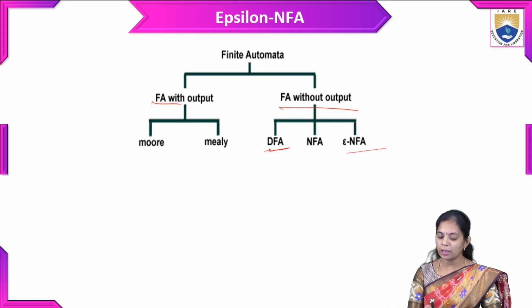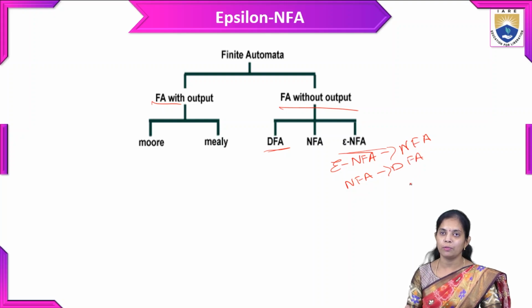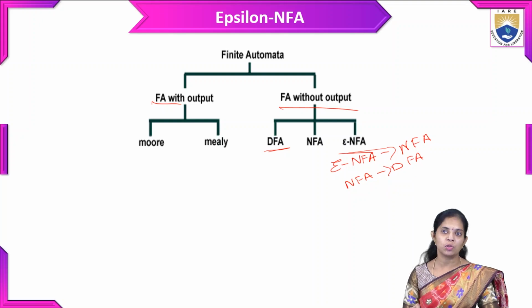Here we can convert from one form to another form. We can convert epsilon NFA to NFA and NFA to DFA. This is about the equivalence between these machines. When the input is an epsilon NFA, first we need to convert it to a normal non-deterministic finite automata, and then we convert the non-deterministic finite automata to a deterministic finite automata.